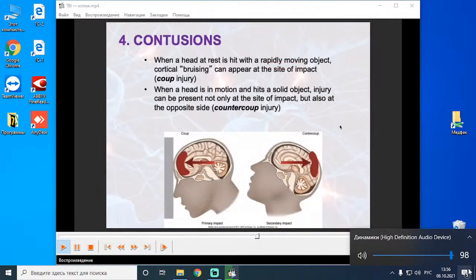Contusions. When a head at rest is hit with a rapidly moving object, cortical bruising can appear at the site of impact, coup injury. When a head is in motion and hits a solid object, injury can be present not only at the site of impact but also at the opposite site, contrecoup injury. Coup and contrecoup. Primary impact, secondary impact.